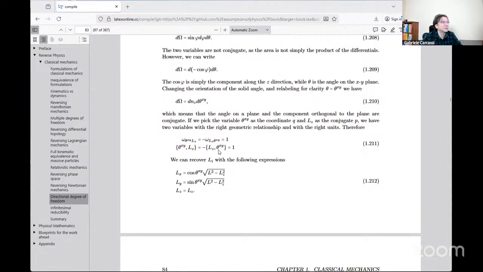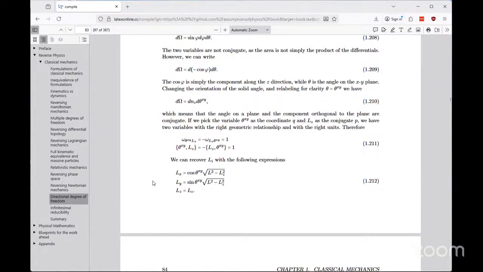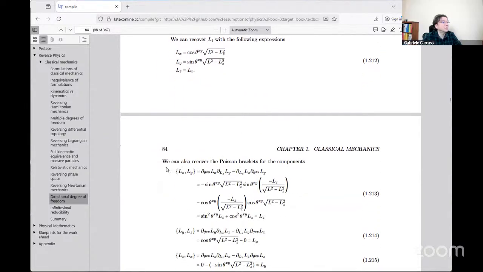Now the Poisson bracket between these is 1, in the same way that the Poisson bracket between position and momentum is 1. And now what you do is write the components based on Lz and the angle, knowing that the total angular momentum is a fixed quantity. And then what you can do is recover the Poisson brackets for the components, knowing that you can express Lx, Ly, and Lz based on the conjugate quantities.